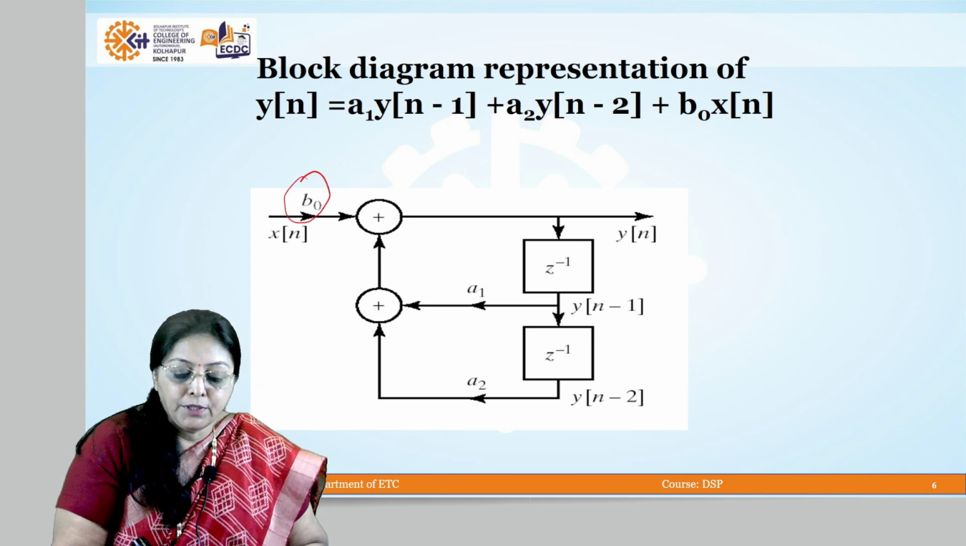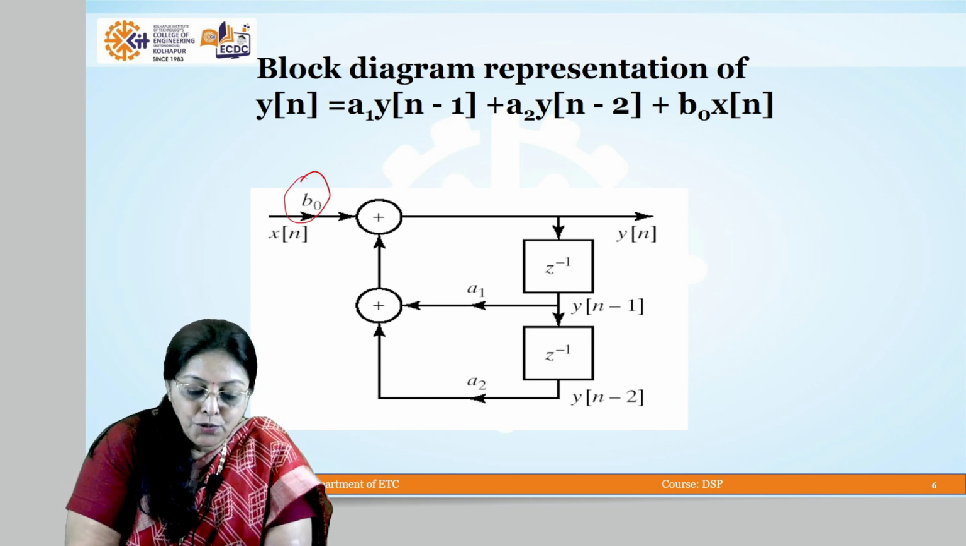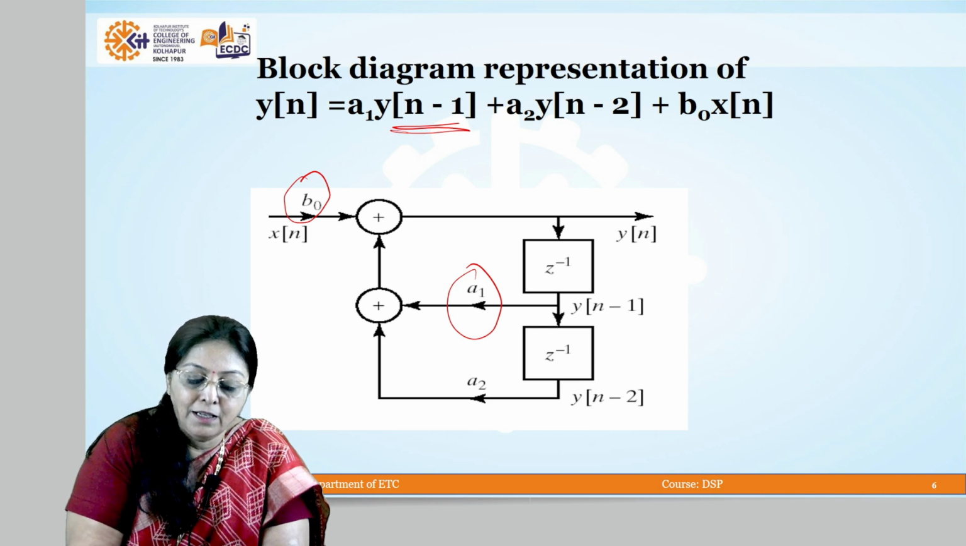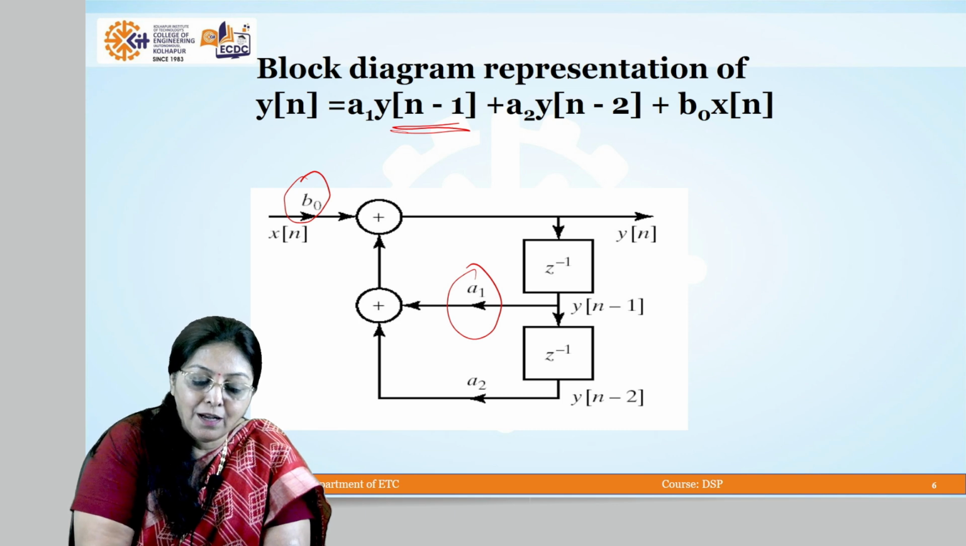Now a1 is the second multiplier, which is connected to y of n minus 1. So we are going to multiply a1 into y of n minus 1. Z minus 1 is the delay component which is attached to the output y of n. Because of that, we take y of n, connect it to the delay, get y of n minus 1, and multiply it with a1. So the first part is over.